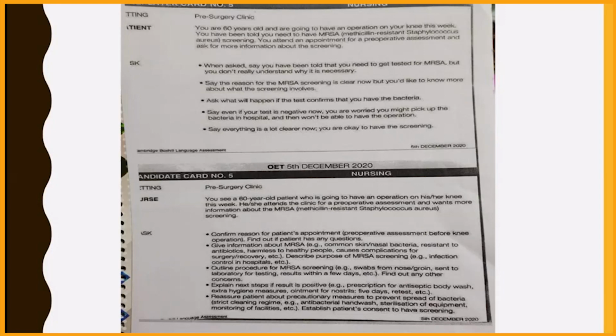So yeah, so let me explain. So what is the setting? It's a 60-year-old who is going to have an operation on his or her knee. So you have to first of all decide whether it's a he or a she. Okay, on he this week, meaning that he's going to have a knee operation sometime this week. So he is attending the clinic for pre-operative assessment and wants more information about MRSA. You also say MRSA, isn't it? Methicillin-resistant Staphylococcus aureus screening. This patient wants to know more about that. That is why he's come here.